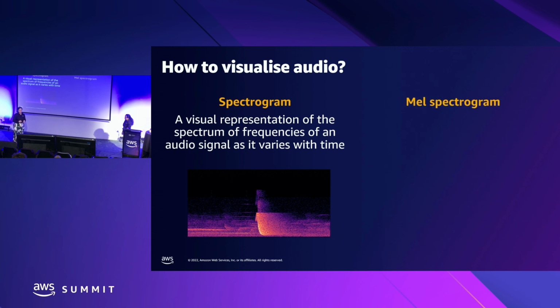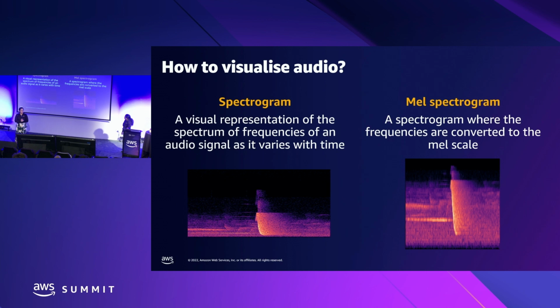And this is transforming it into a MEL spectrogram. A MEL spectrogram is where the frequency has been converted to the MEL scale. We can see it makes better use of the pixel space. It captures the same information, but in a better format for our models. And we can see here the information has been maintained. So we've now got our audio in a visual representation.